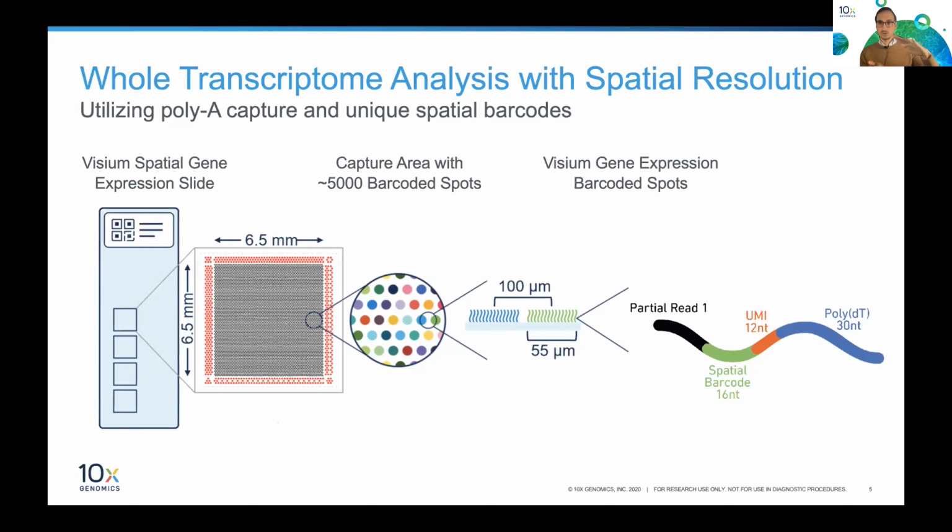So you section the tissue, you place it on top, and then you permeabilize the tissue section. Then the RNA can bind to the capture probes on the surface. Then you can prepare libraries and do next generation sequencing. Each of those spots has a probe with a barcode, and the barcode is spatial. That means you have 5,000 different barcodes, and you know exactly where each barcode is located.